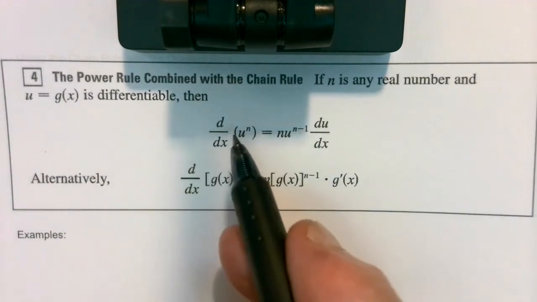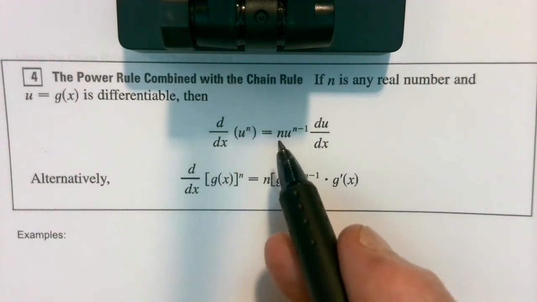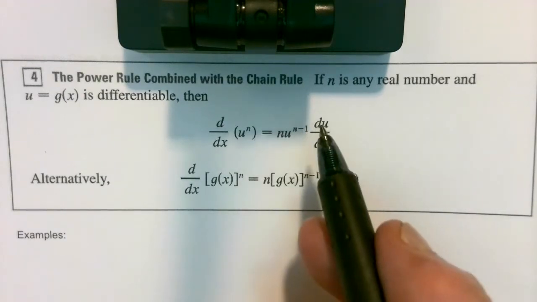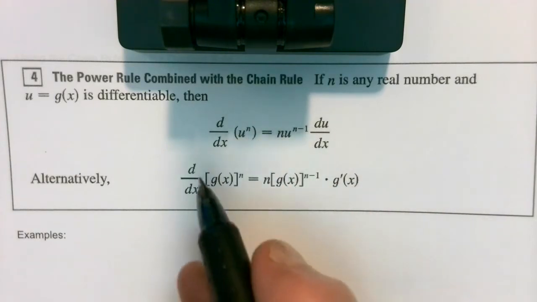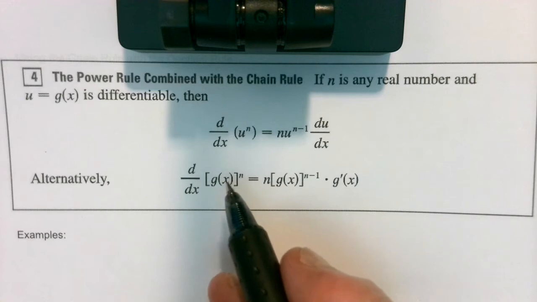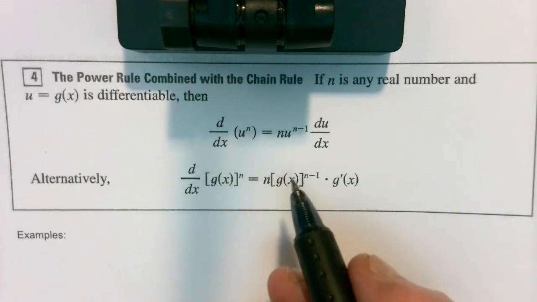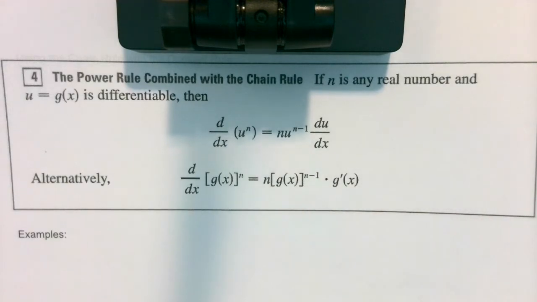So you can either write it in this notation, bring down the n, and you subtract 1 from n, but then you've got to do times the derivative of the inside, which is the u. Or in this notation, we bring down the n, leave the g of x inside, n minus 1 times g prime x. So here's an example.